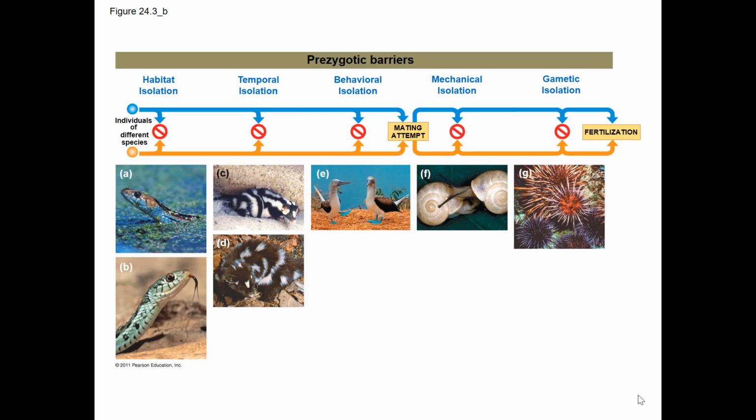Another one is mechanical isolation. They don't reproduce because they physically can't. Their behavior may not isolate them. They live in the same place. They reproduce at the same time. But just mechanically, it doesn't work. And then the other one is gametic isolation.